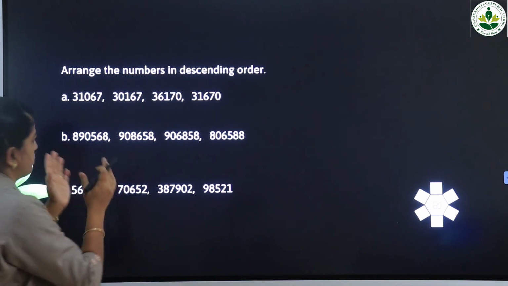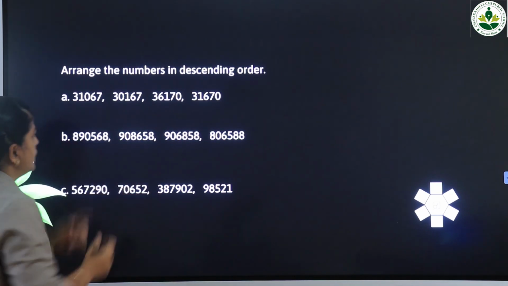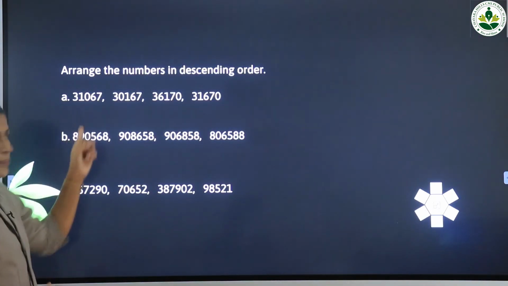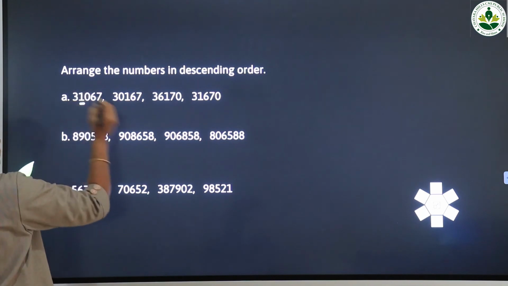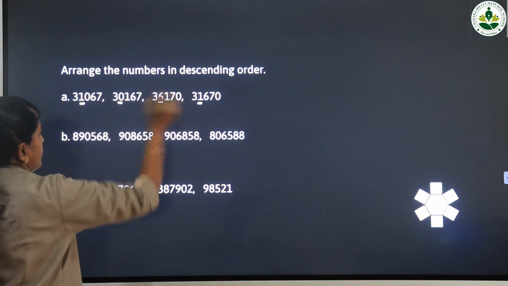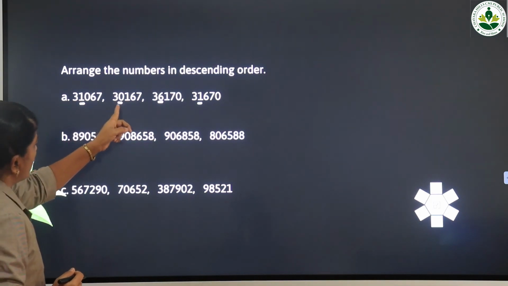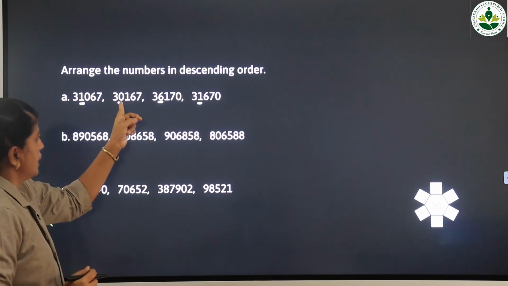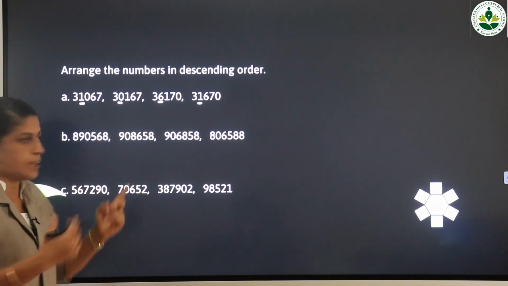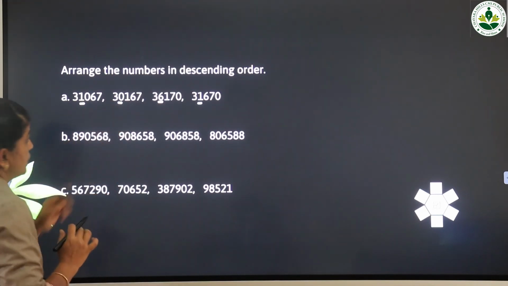The leftmost place digit is same for all the numbers. Then look at the next place. Second digit from left side is 1 in the first number, 0 in the second number, 6 in third number, and 1 in fourth number. Then the second number having 0 in the second digit from left side, isn't it? Second place from the left side. Therefore, this number is the smallest number.